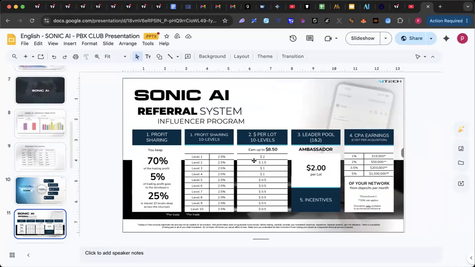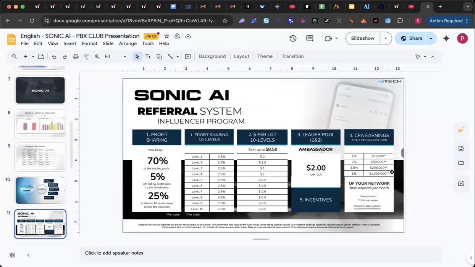Many have not understood this level 1 to level 10. So $2 per lot, 10 levels. From level 1 to level 10, you still make a lot of commissions. And then you have the ambassador pool, for people who qualify for travel. If you want the money, they give you the money and all the like.